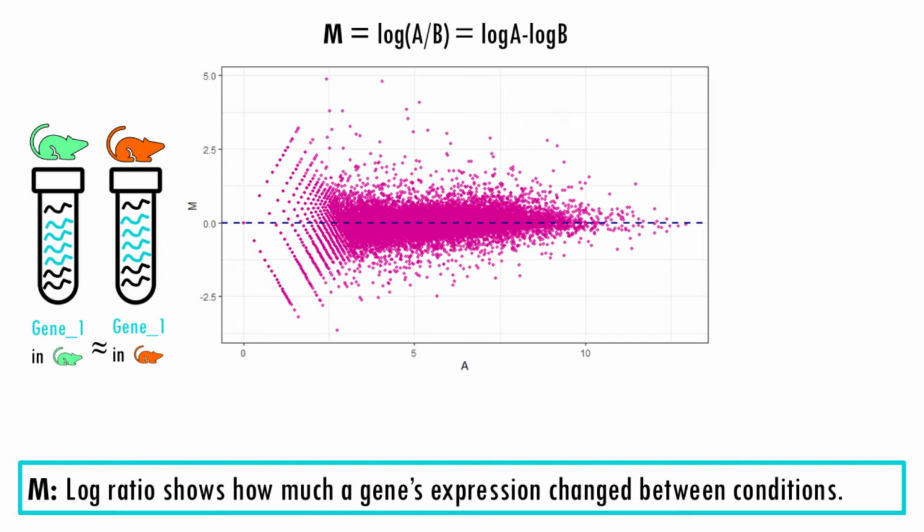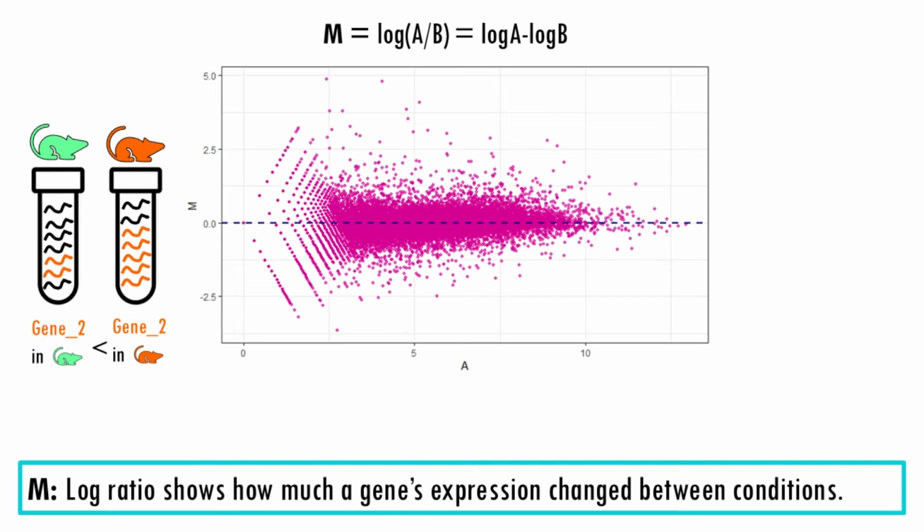This blue gene has practically the same average expression in both samples, so we get log 2-fold change of 1, which is 0. So genes that have an M value of around 0 are not really differentially expressed, meaning their values are practically the same in both groups or conditions.